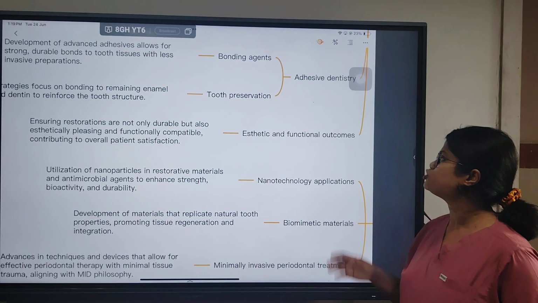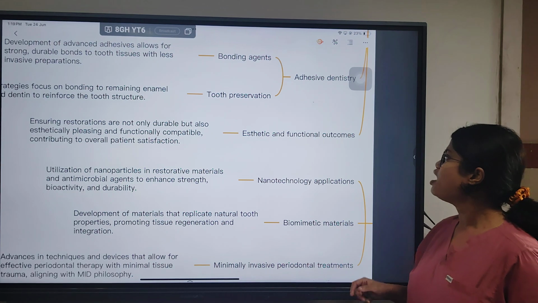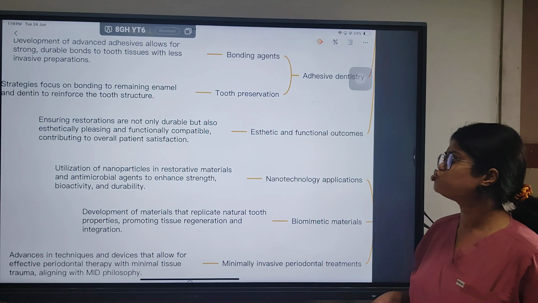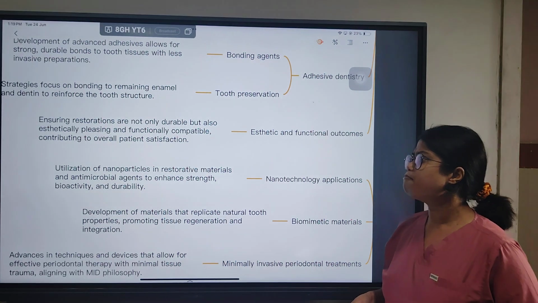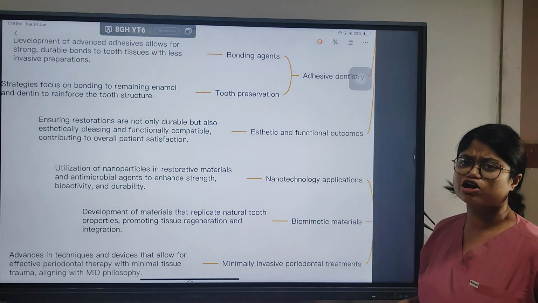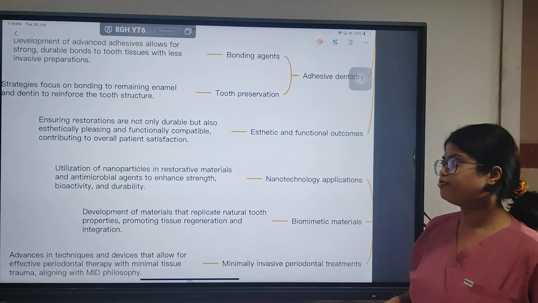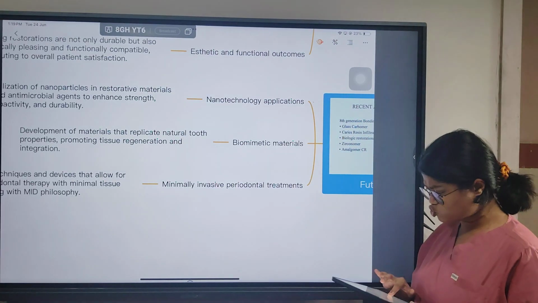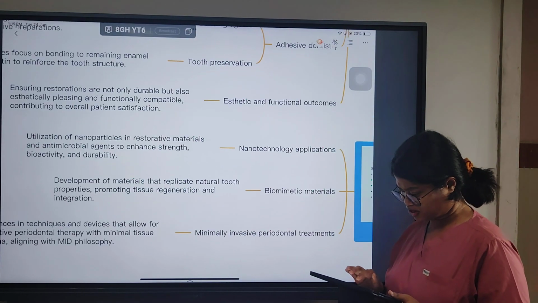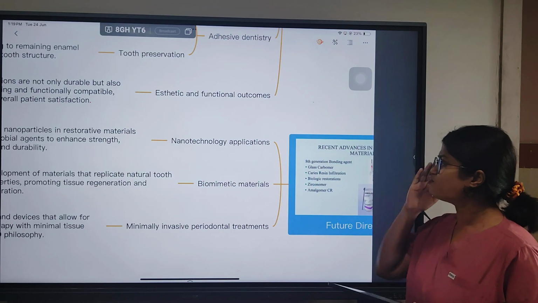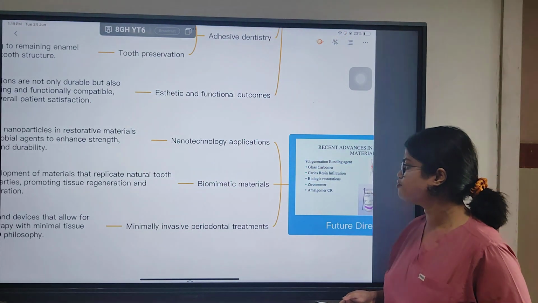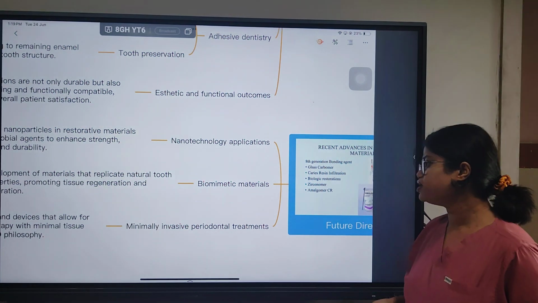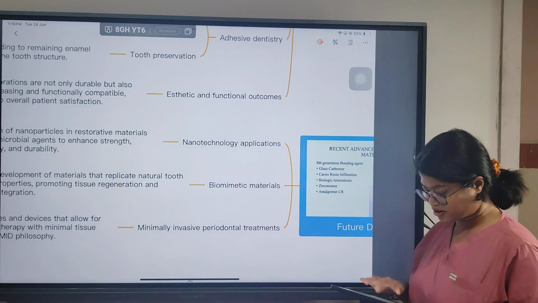So the ultimate aim is to have aesthetic and functional outcomes. All this research ensures restorations are not only durable but also aesthetically pleasing and functionally compatible, contributing to overall patient satisfaction. So coming to the future directions of minimally invasive dentistry, we can have applications at the nanotech level, development of biomimetic materials, and development of minimally invasive periodontal treatments.